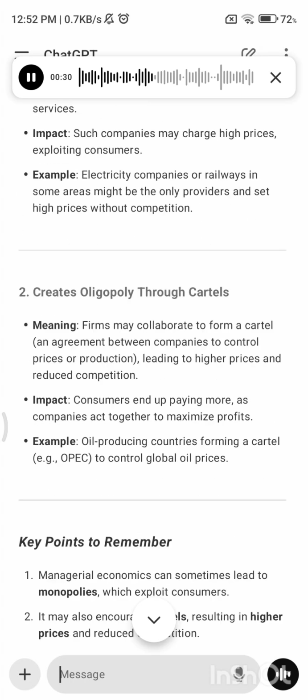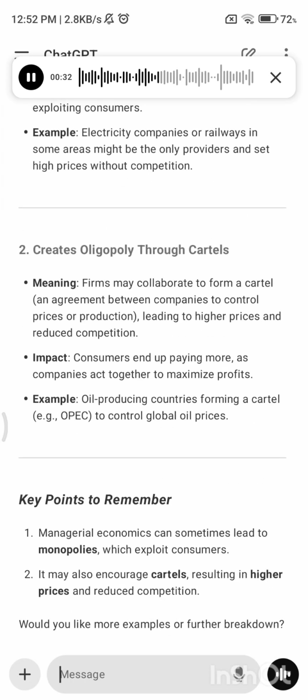2. Creates oligopoly through cartels. Meaning, firms may collaborate to form a cartel, an agreement between companies to control prices or production, leading to higher prices and reduced competition. Impact: consumers end up paying more as companies act together to maximize profits. Example, oil-producing countries forming a cartel, e.g. OPEC, to control global oil prices.